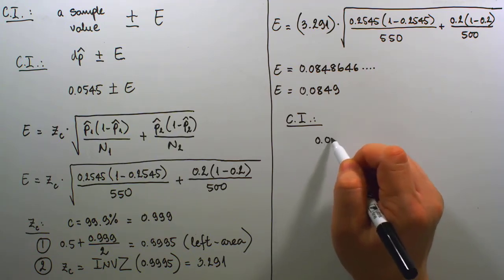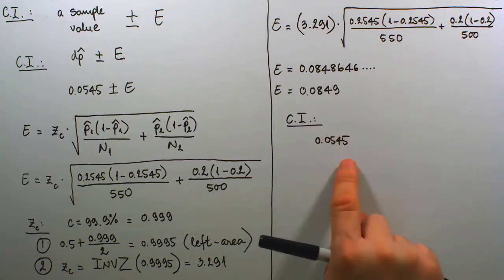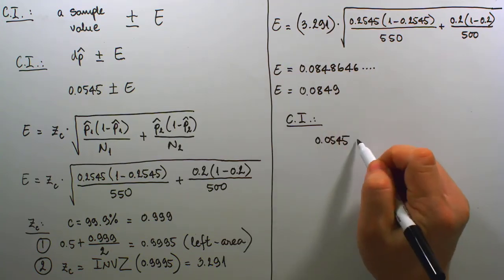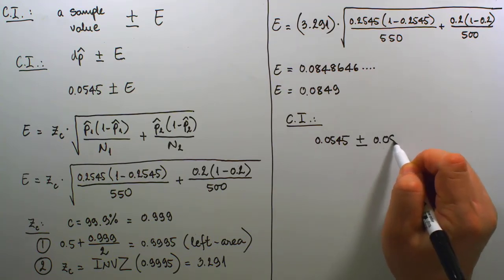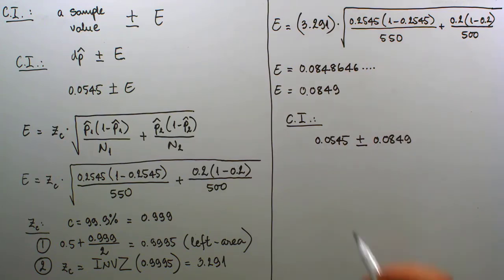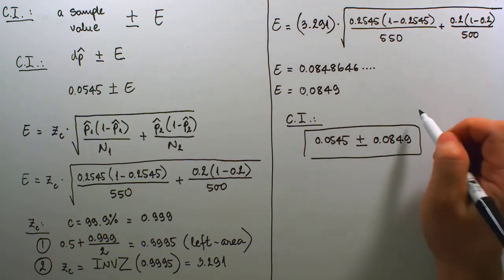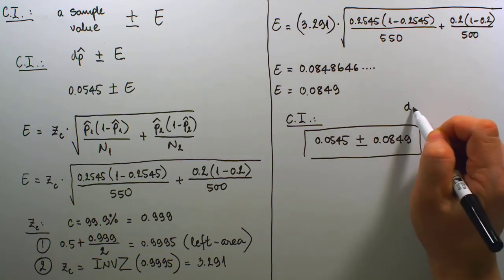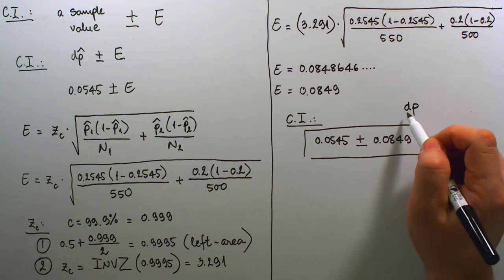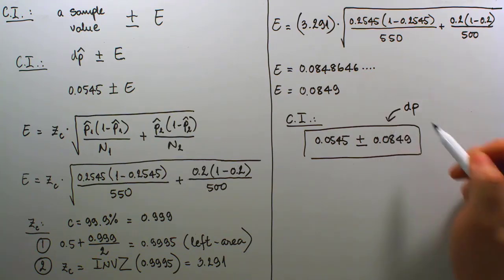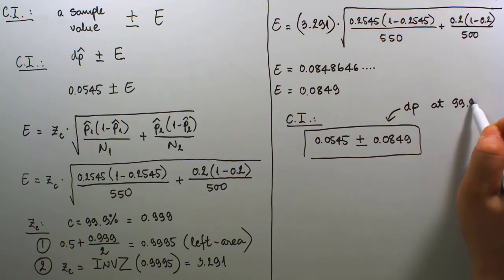From 0.0545, which is our sampling difference in the 2 sample proportions, or generally our sample value right here, we are going to add and subtract 0.0849. And that is how we come up with this confidence interval. And so the actual difference in the 2 population proportion values is expected to be inside of this interval, confidence at 99.9%.